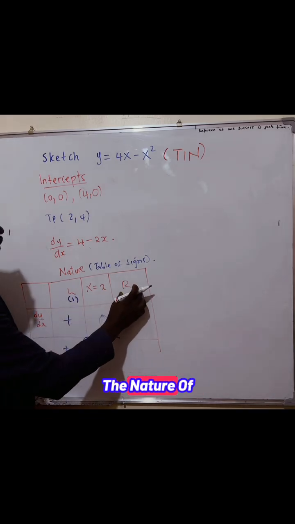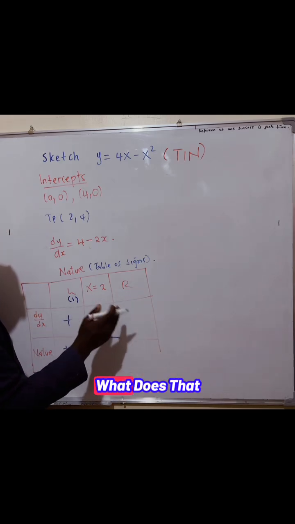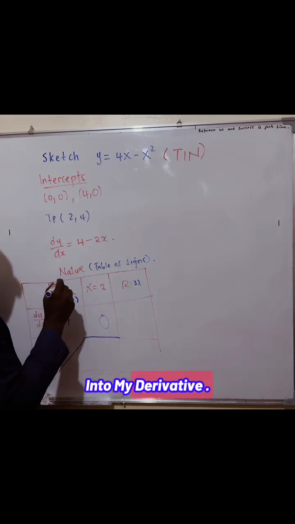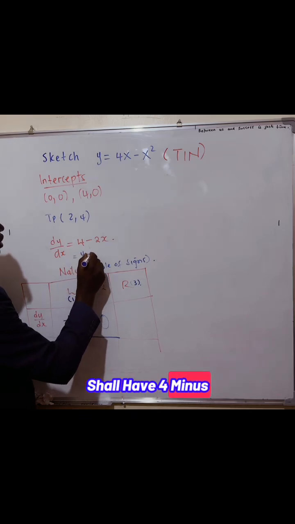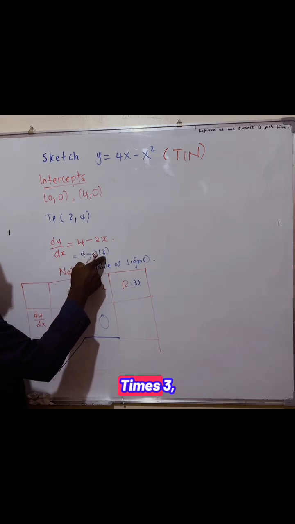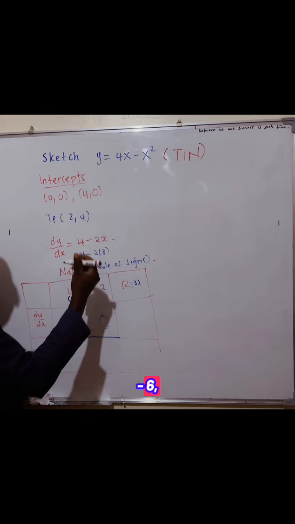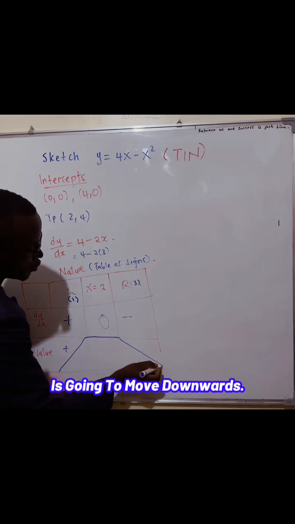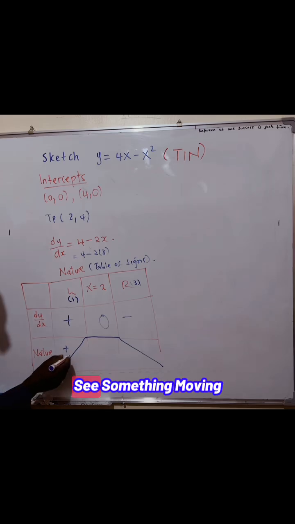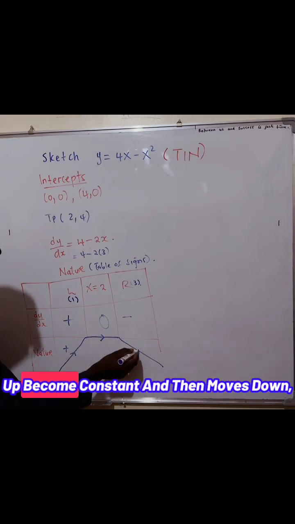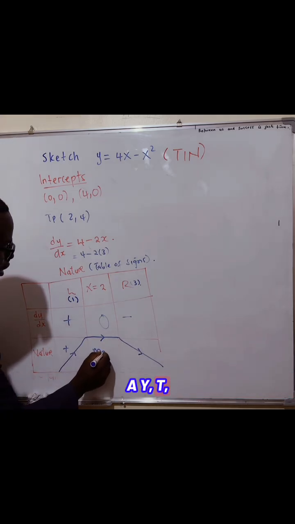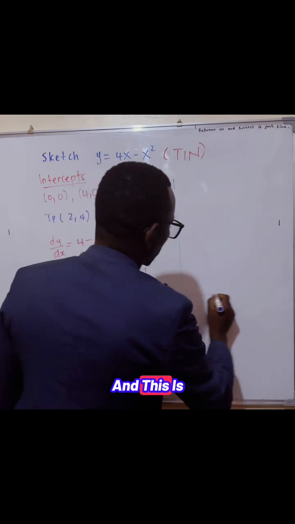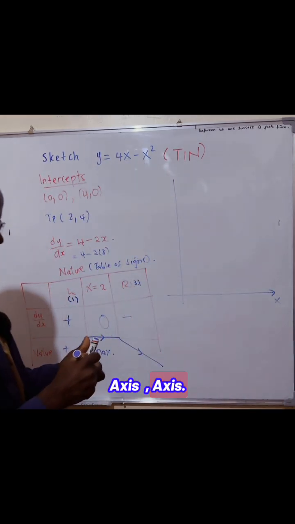Now let's examine the nature of the curve to the right of the turning point. I can pick a value, for example 3, and I substitute into my derivative. And when we do that, we shall have 4 minus 2 into 3. 2 times 3, that is a 6. Then 4 minus 6, we get a negative. And we know that for a negative, the curve is going to move downwards. And when I see something moving up, become constant, and then it moves down, then that is a what? A maximum.